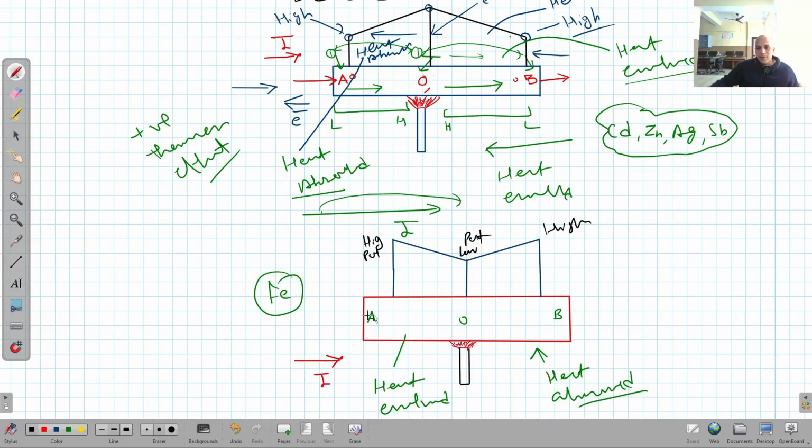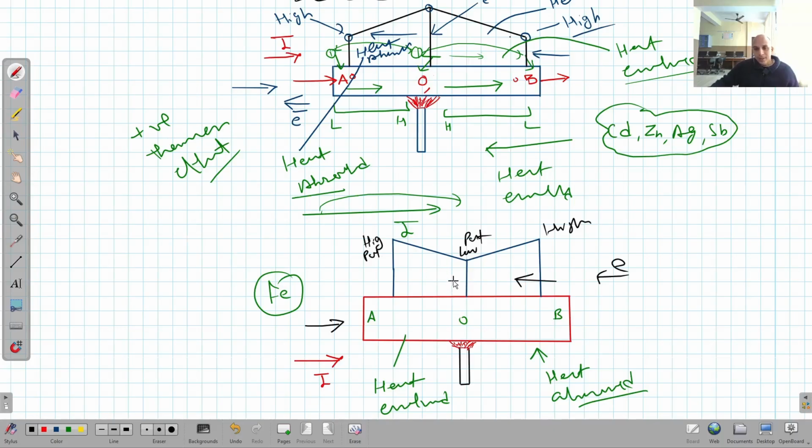It means when the electric current is flowing in this way and electrons are flowing in this way, here they are going from high potential to low potential. It is against their natural tendency. So heat will be absorbed, they require additional energy, right?